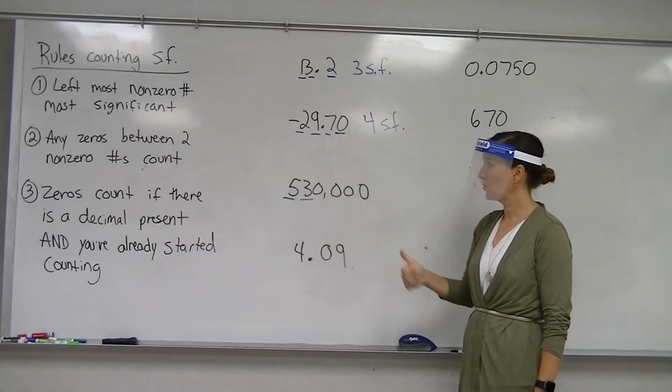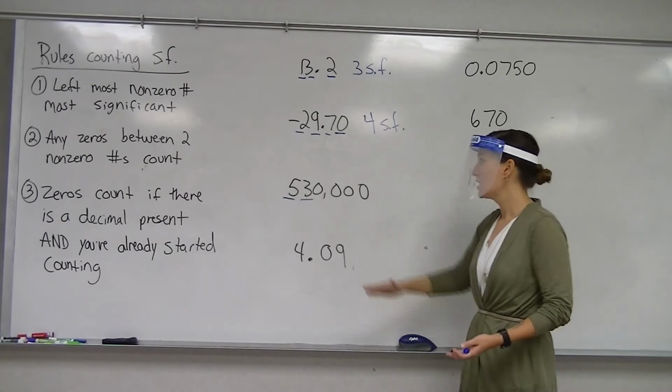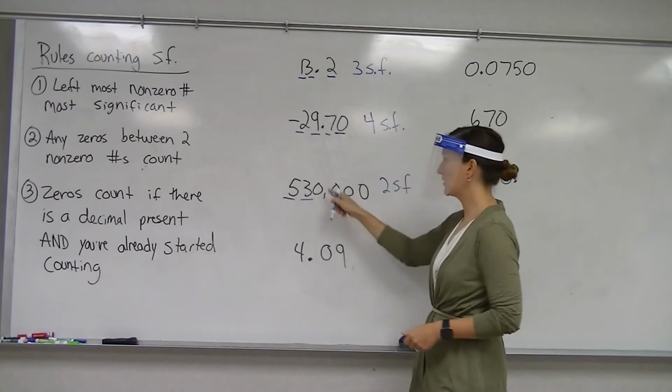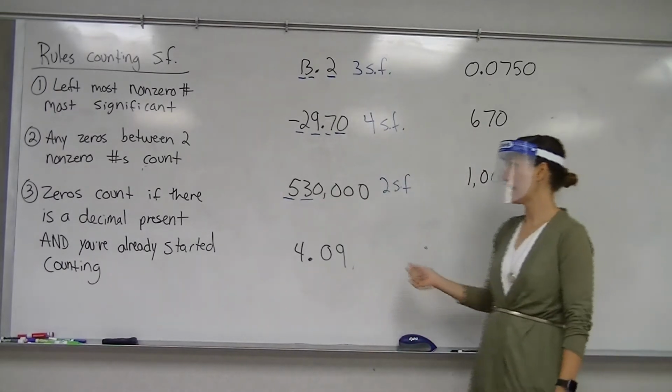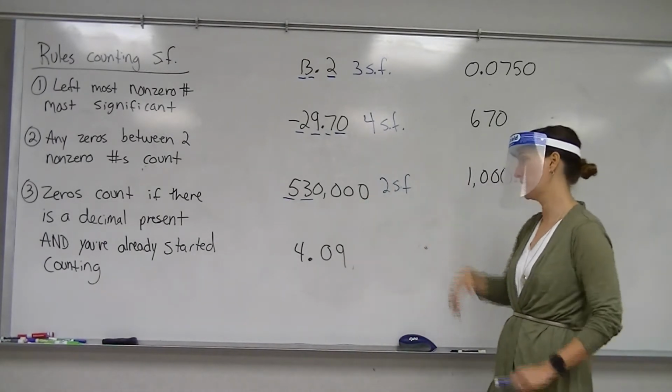So no decimal point, the zeros aren't between two non-zero numbers, so they do not count. This number only has two significant figures, just the 5 and the 3. The zeros don't count this time. If we wanted them to count, what we would have to do is add a decimal point at the end. There is no decimal point, so they don't count.